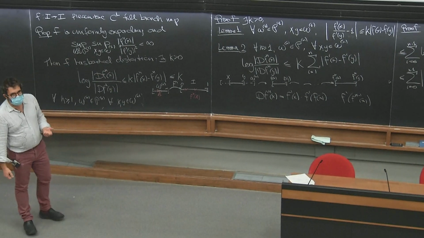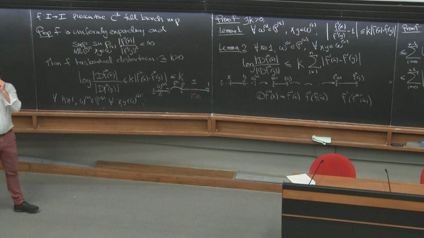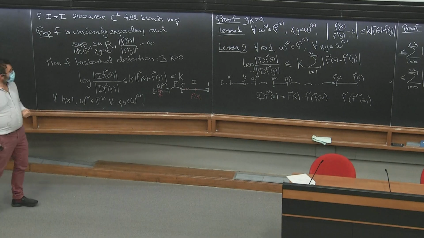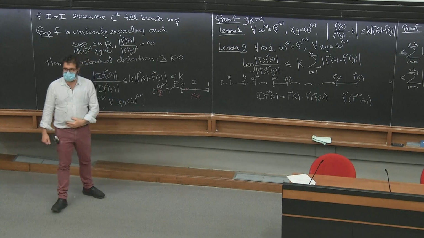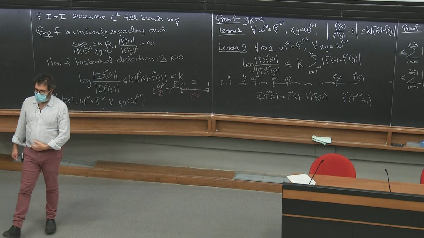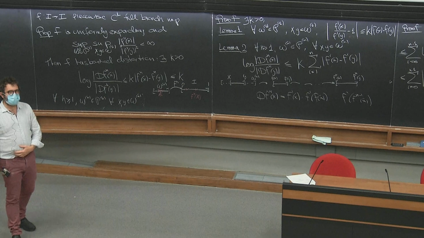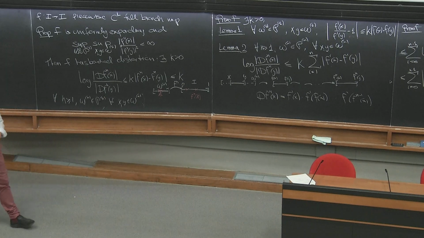Below, but not above. So 1 over is bounded above. 1 over the derivative, yes, 1 over the derivative is bounded above.